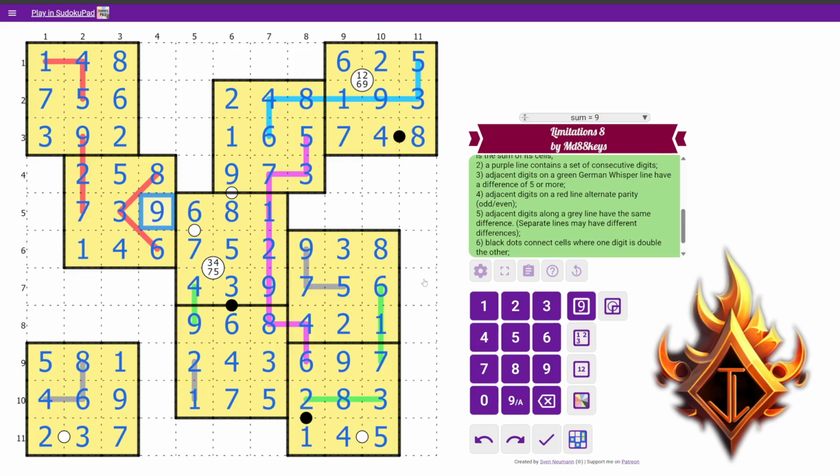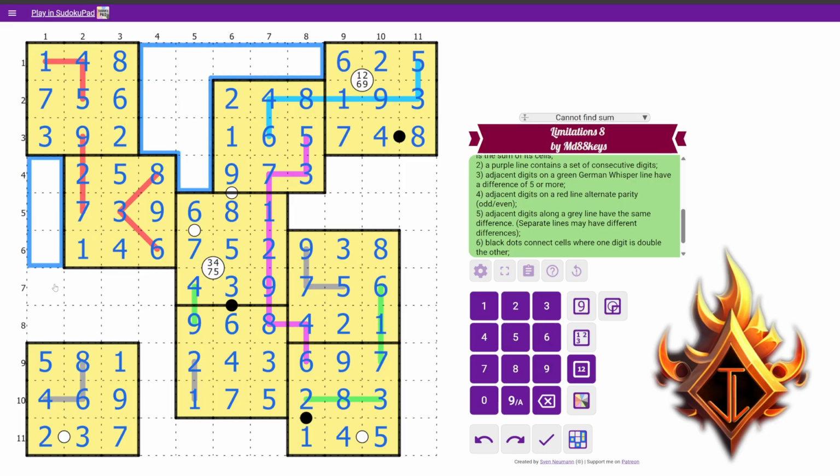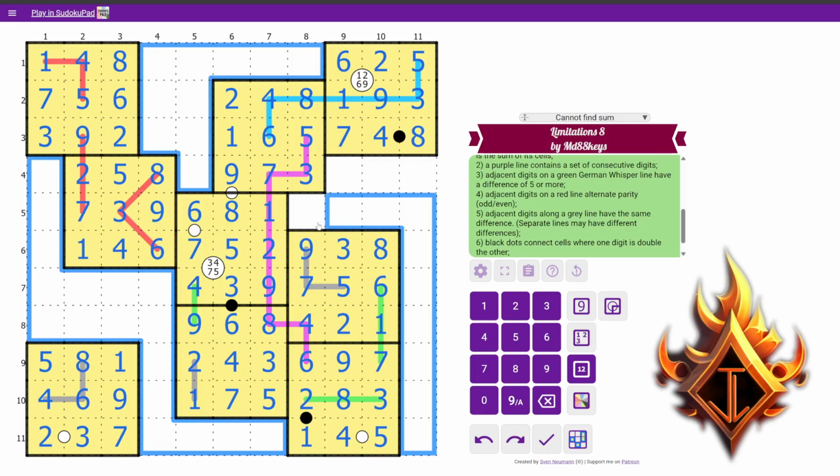Oh no, do I have an error? Am I not done? 5, 18, 14, 18, 5, 3, 7. That's okay. That looks... Oh wait. Right. I have to put zeros in all of these to do the solution check. So if I put zeros here, nice.